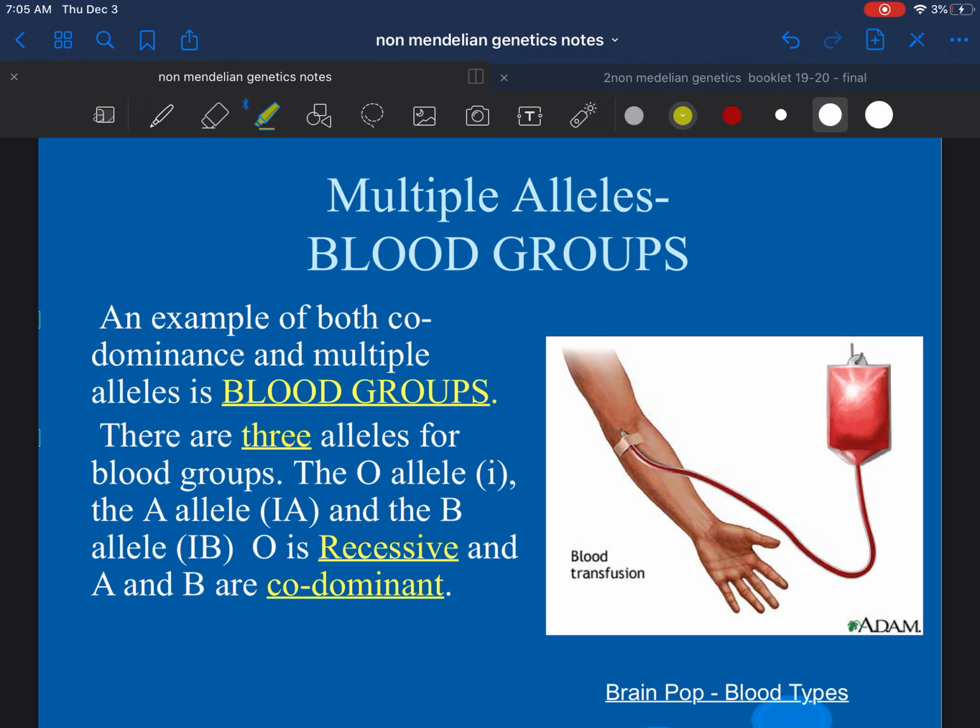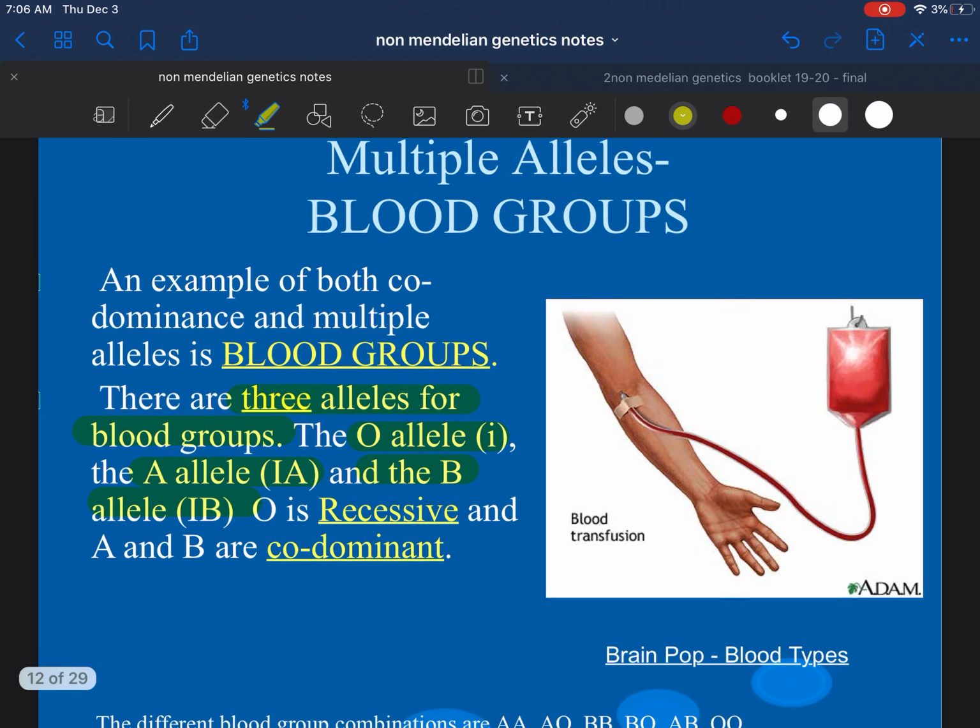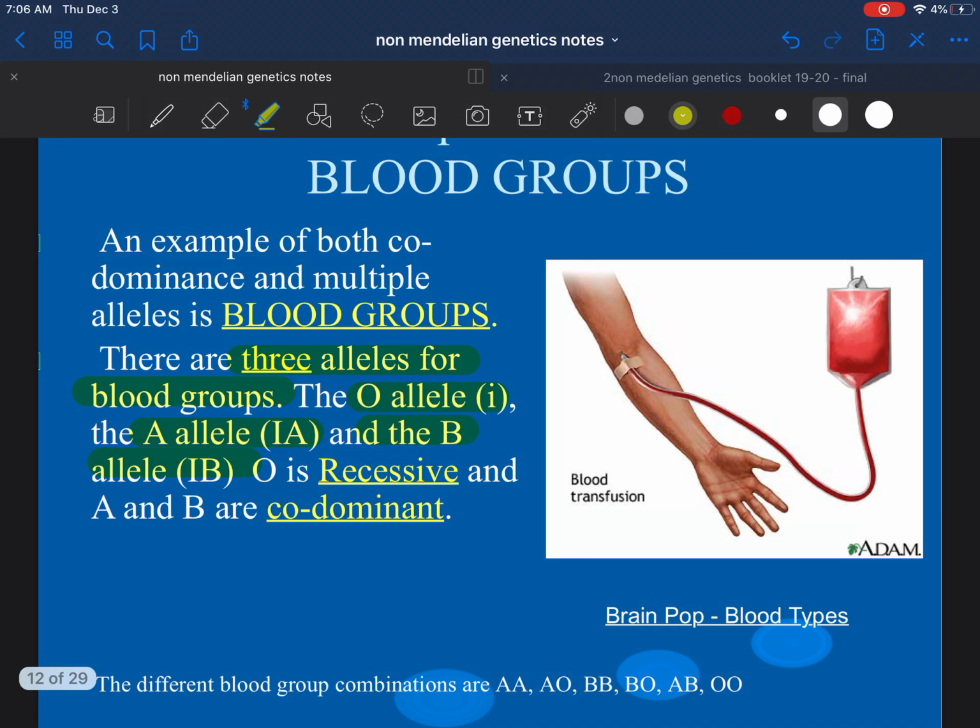An example is blood type, so blood groupings, and there are 3 alleles for blood groups. We have O, A, and B. O is actually recessive, and AB is actually codominant because you can have AB blood. So your different combinations that you could have are AA, AO, BB, BO, AB, and OO. So there's quite a few different multiple alleles that we could look at.